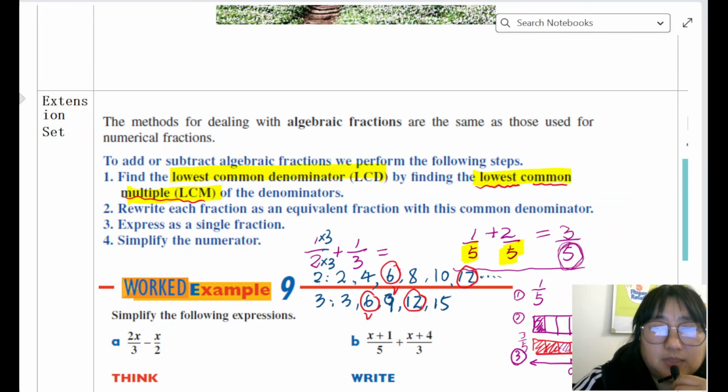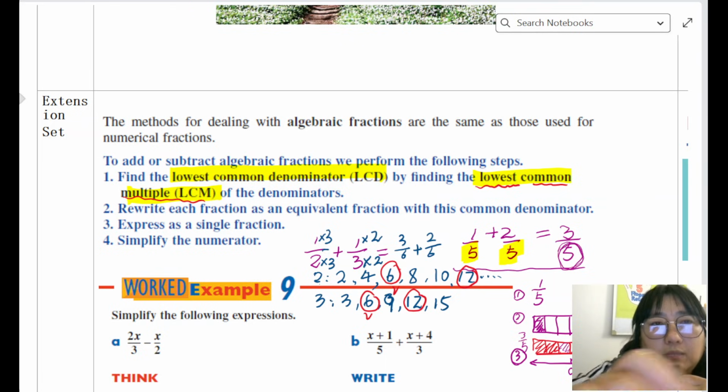We also do a similar thing for the other fraction. To change 3 to 6, I times by 2, and the top times by 2. So now the first fraction becomes 3 over 6, and the second fraction changes to 2 over 6. Now they have the same denominator, so I just add the tops: 3 plus 2. That is the sum of these fractions. So the answer is 5 over 6.